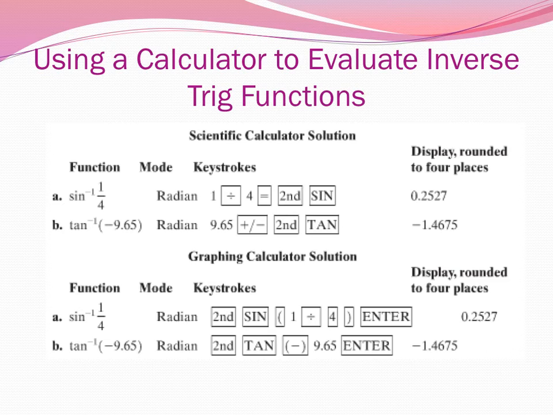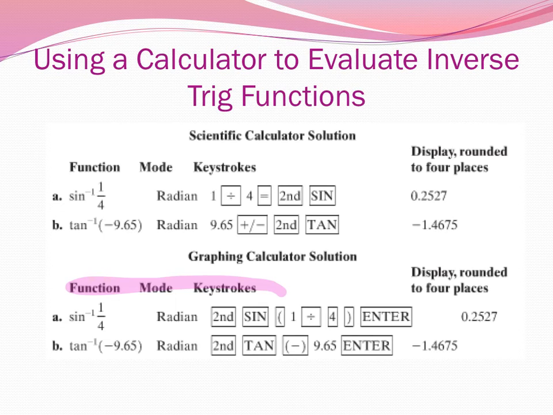So as soon as you see the arc sine or sine negative 1, you're going to put it in radians. The only time you use those buttons when it's in degrees is like your word problems, okay, if you're solving for the angle. So depending on your calculator, it depends on how you type it in. If you have a graphing calculator, then you're going to do what's in the bottom. You're going to go second sine, and then 1 divided by 4. Hit enter, and you get 0.25268, which you're going to round. And then tangent, you would do tangent inverse of negative 9.65, and you get negative 1.46753, which rounds.